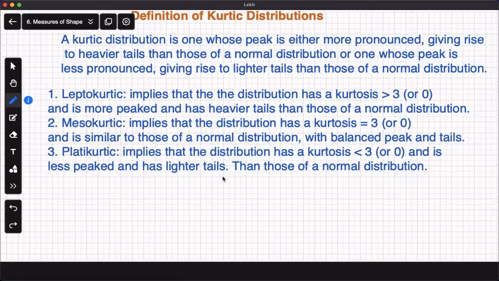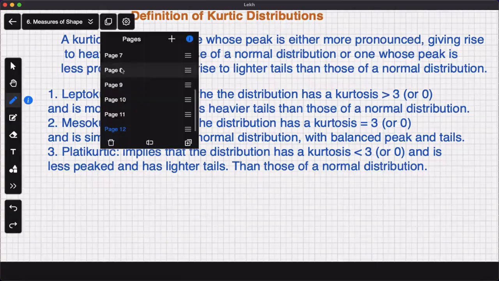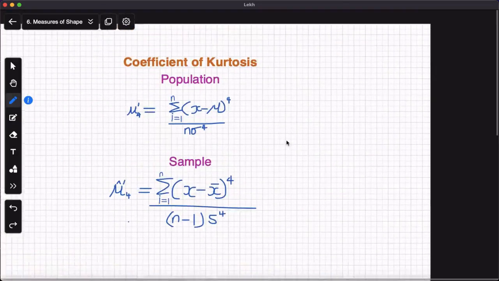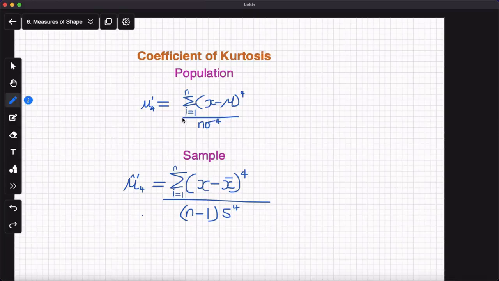So in that case, let's talk about the coefficient of kurtosis. Now the coefficient of kurtosis is defined like this. This is for the population, this is for the sample. If you're using this one, then your base mark must be 3. So here, your base mark must be 3. So please take note of that.